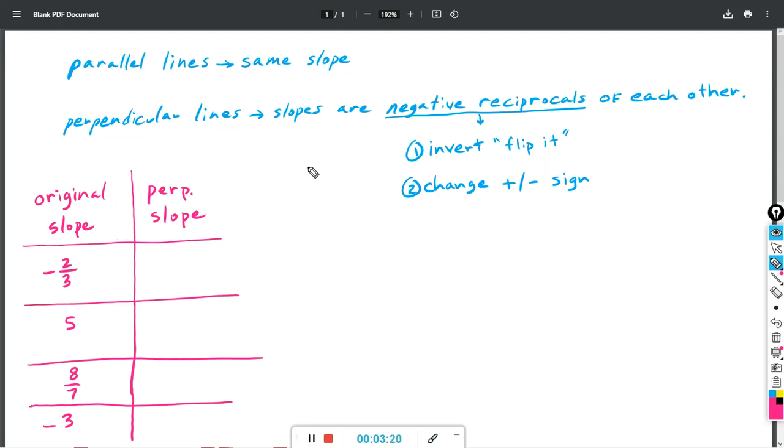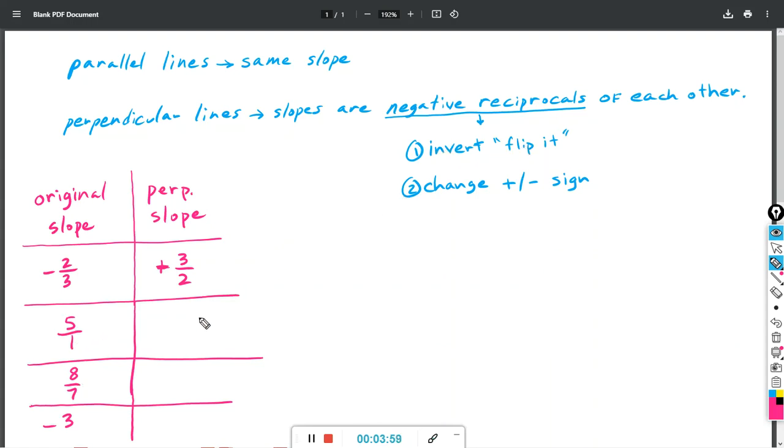Alright, so you take the original slope, and to find the perpendicular slope you need to take the negative reciprocal. You're going to flip it and then change the plus minus sign. So if our original slope is negative 2/3, we're going to flip it and make it negative 3/2, and then change the plus minus sign. So change the negative to a positive. Okay? If the original slope is 5, we can make that into a fraction by making it 5/1. Okay, that's the same thing.